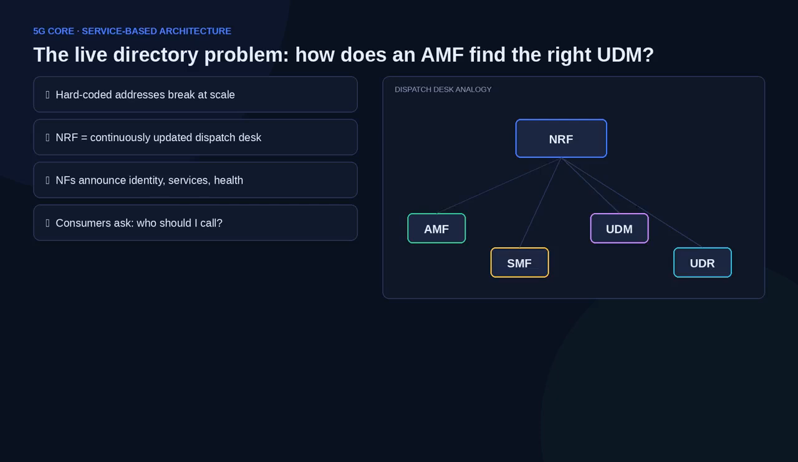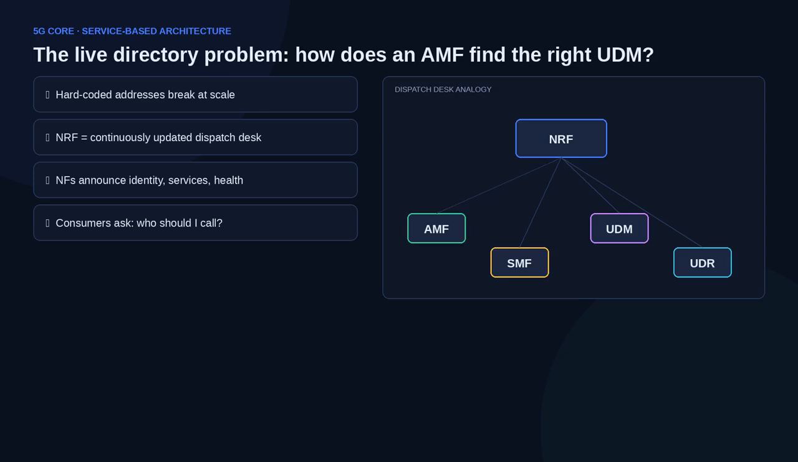How does an access and mobility management function, the AMF, find the right unified data management instance when a phone registers on a 5G network? In a cloud of identical looking services, hard coded addresses break the moment you scale or fail over. That is the problem the network repository function solves.